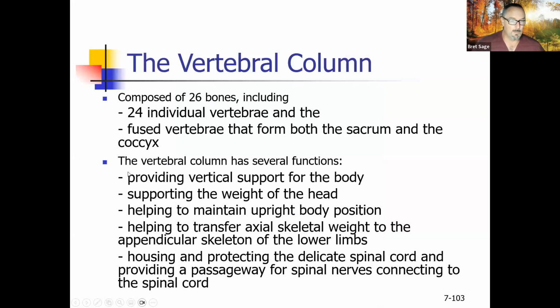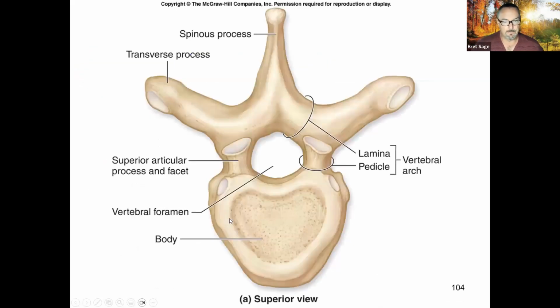More about the vertebral column. It's composed of 26 bones, including 24 individual vertebrae and the fused vertebrae that form both the sacrum and coccyx. What is it for? It provides vertical support of the body, holds up your head, holds up the rest of your body. It transfers weight to the axial skeleton, and it protects the spinal cord of the brain, or at least the spinal cord when we're talking about the vertebral column by itself.